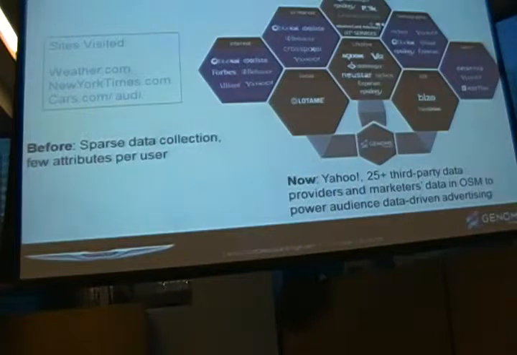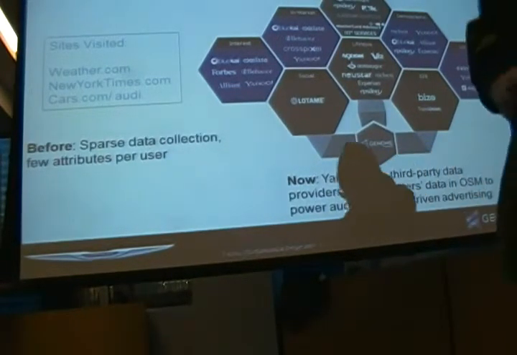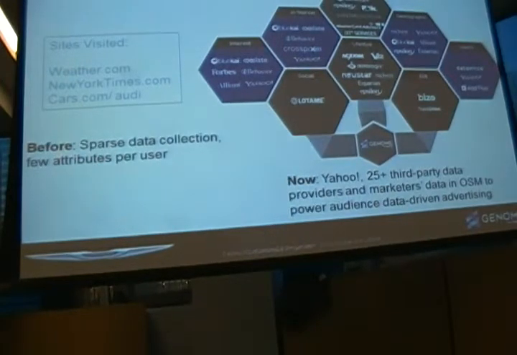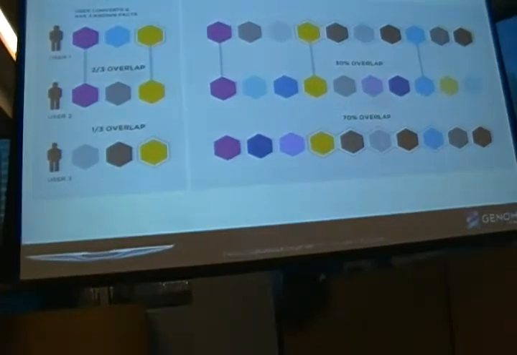So, standard 25. And one other thing that's important: these data products are so at scale that each one of them has 100 million users or more. So it's a lot of users through a lot of data providers.